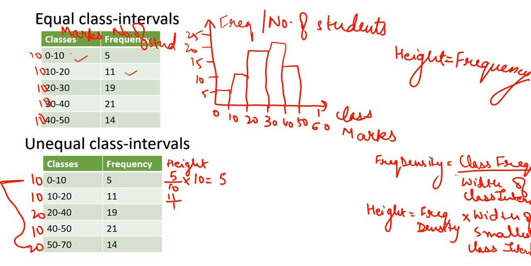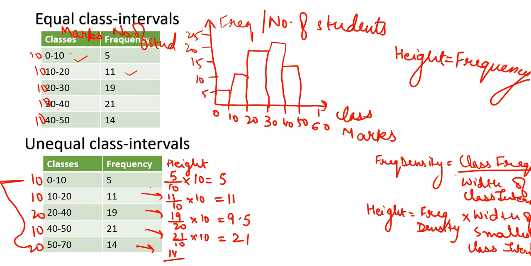Then again 11 upon 10 into 10, 11. 19 upon 20 into 10, so this becomes 9.5. Now this is 21 upon 10 into 10, this becomes 21. And for this again we have 14 upon 20 into 10, which becomes 7.